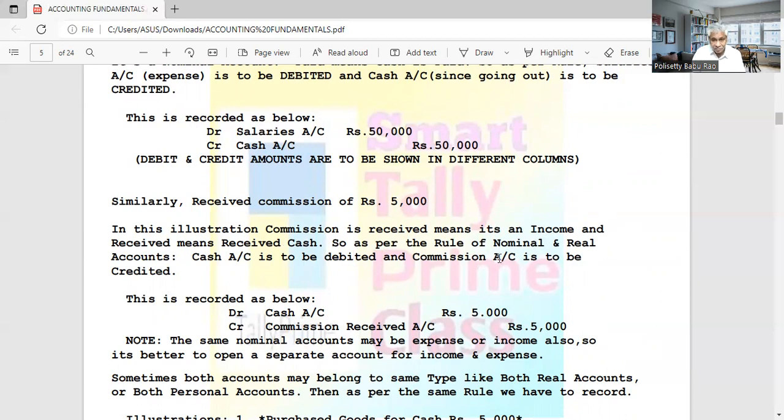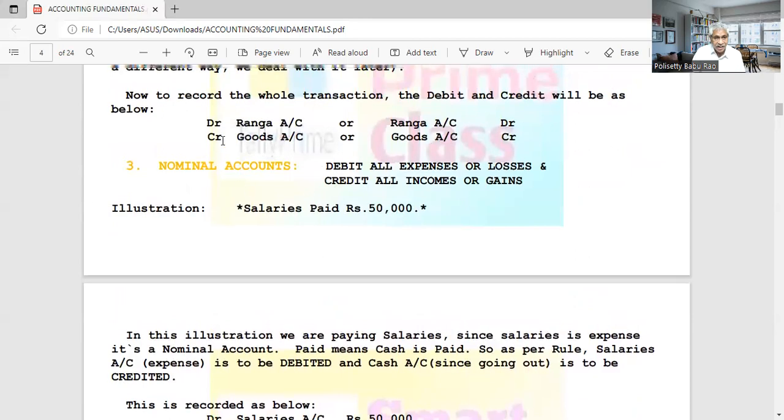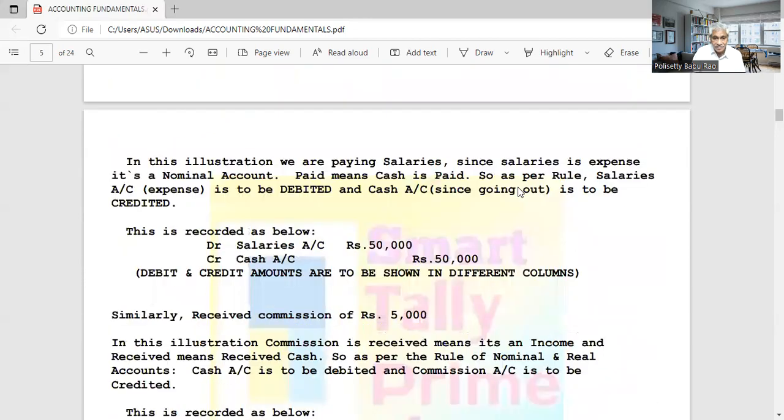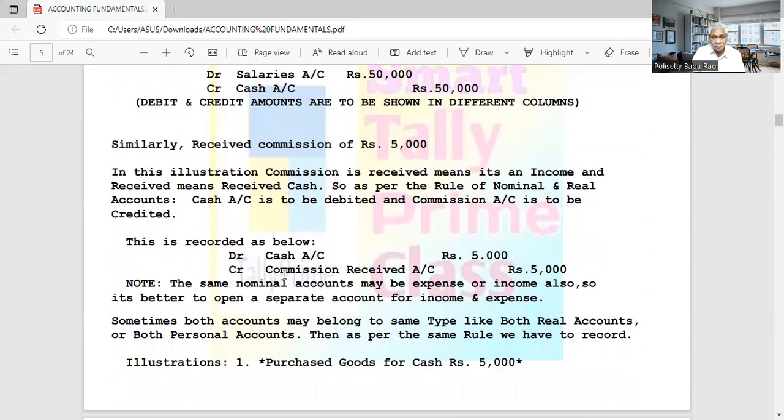So as per the rule, what do you do in the real account? Debit what comes in. Received commission means we are receiving cash. Cash is coming into the business, so cash account is to be debited. And commission received means it is income. Salaries paid was an expenditure; commission received is income. So as per the rule of nominal accounts, what to do? Credit all incomes or gains. So here commission received is income, so commission received is to be credited. So it is recorded as debit cash account, credit commission received, on the credit side.